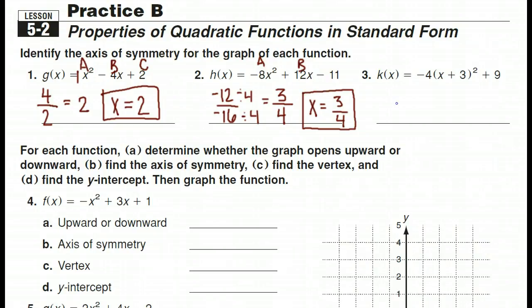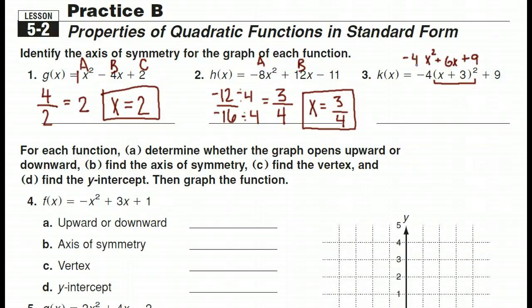Number 3 is a bit more difficult. We have to get it in standard form before we can identify a, b, and c. So to get this in standard form, we have to multiply this by itself first. You have to do exponents first. A lot of people will make a mistake and they'll try to distribute this negative 4, but that's going against order of operations. You have to square the x plus 3 first. If I square that x plus 3, that's a perfect square trinomial. I'm going to get x squared plus 6x plus 9.